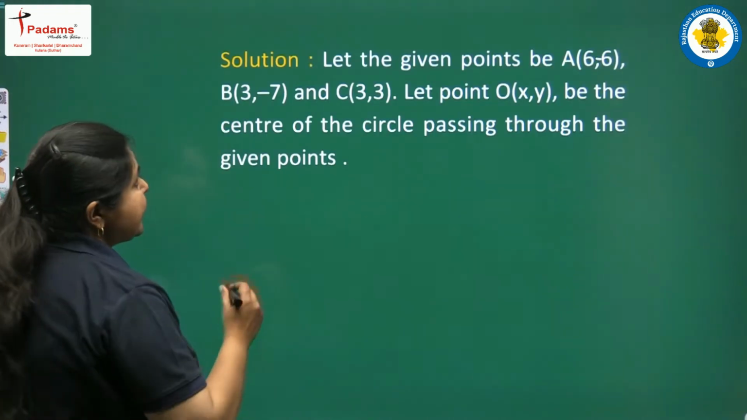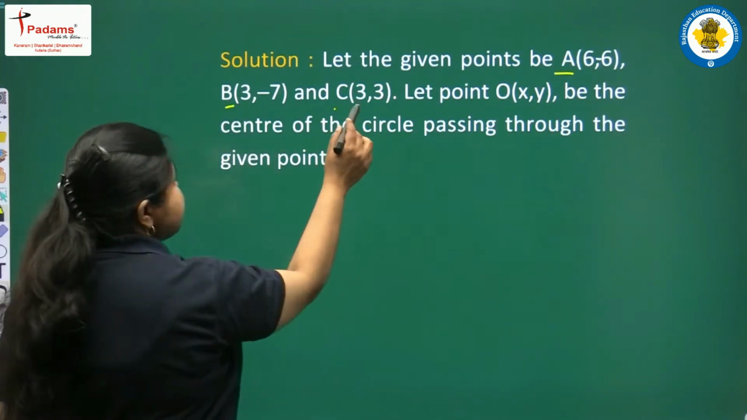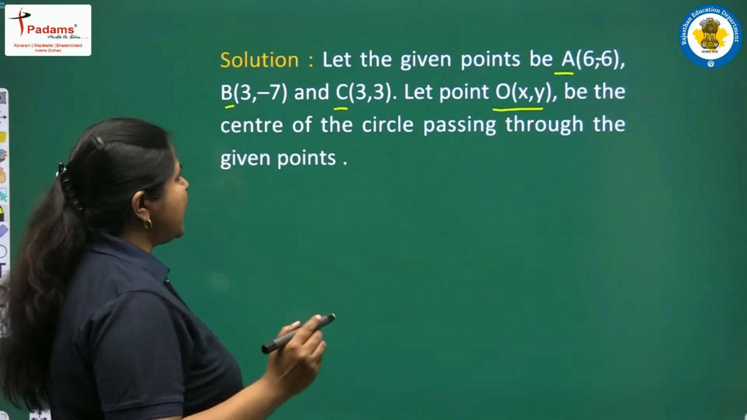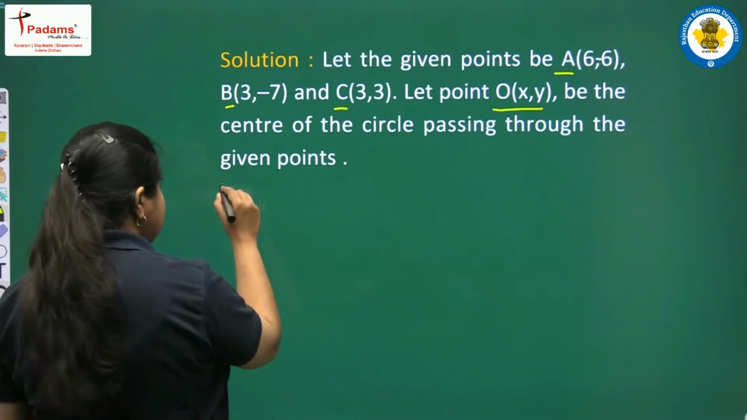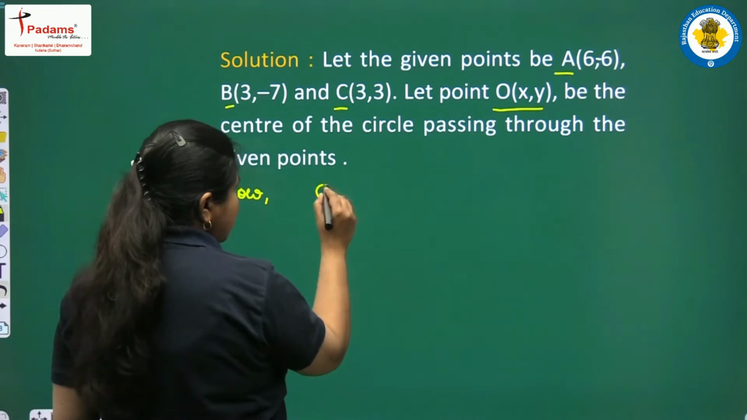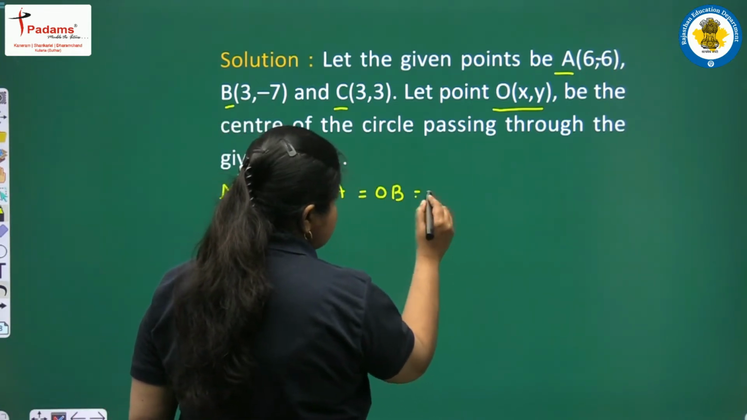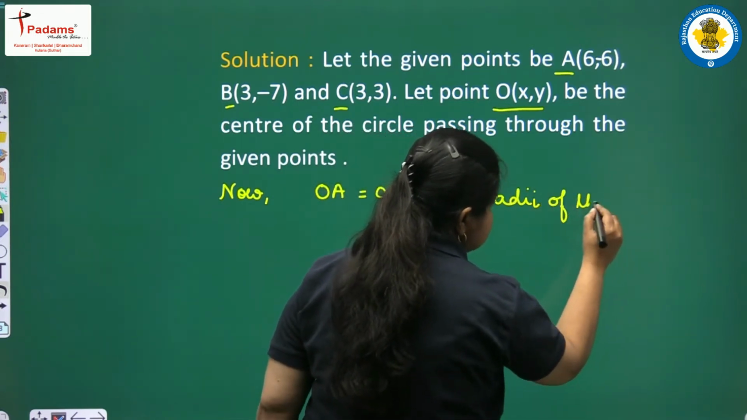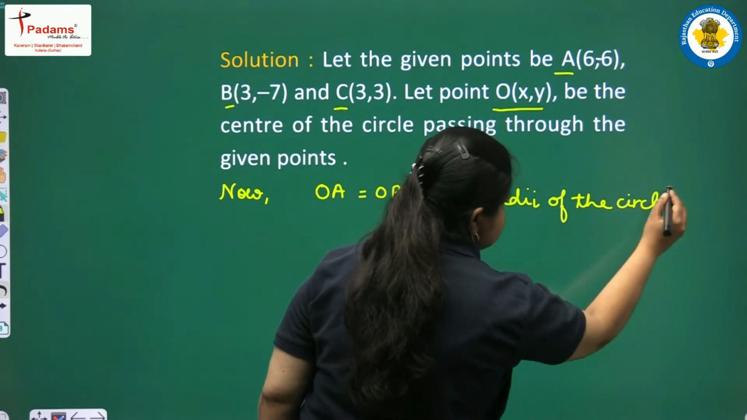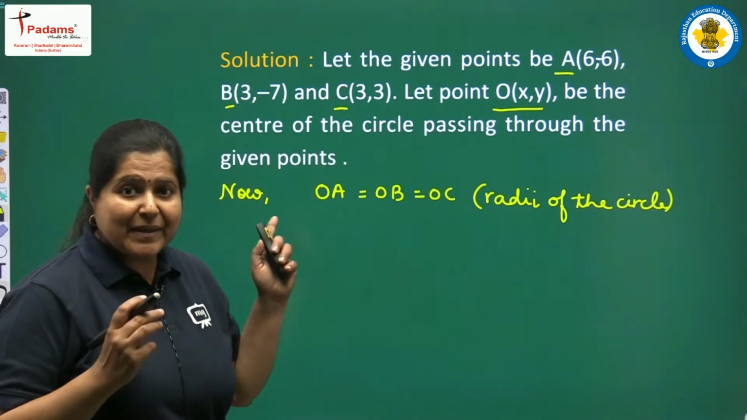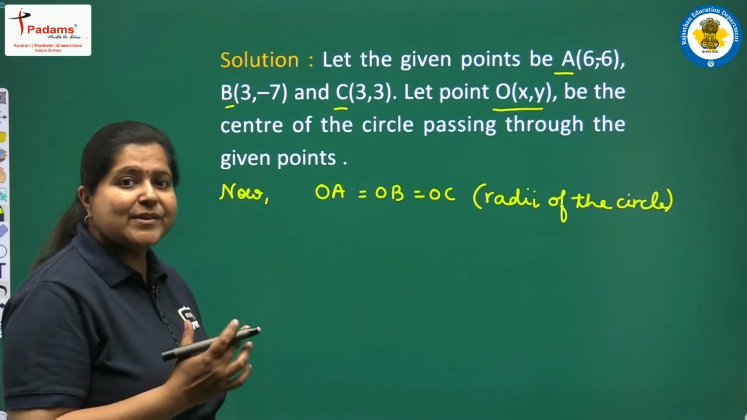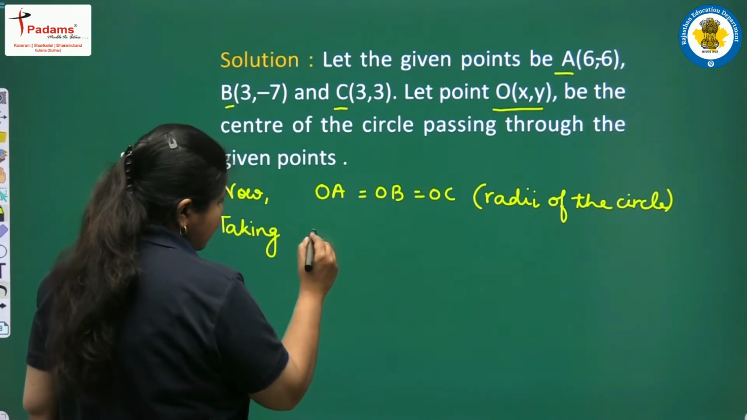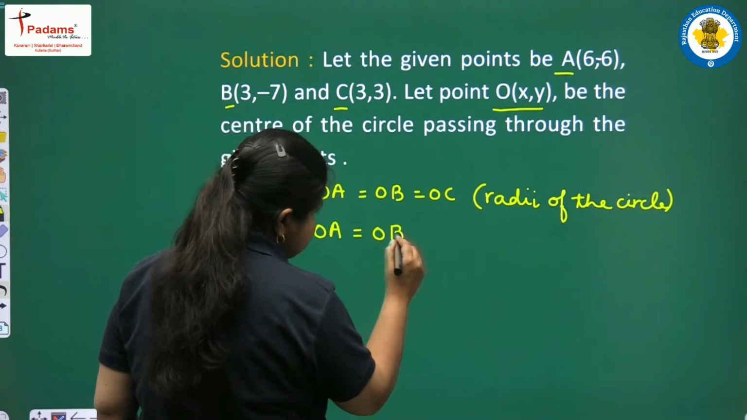Let us begin here. Let the given points be A, B and C with given coordinates. Let point O with coordinates x, y be the center of the circle passing through the given points. Now here we see that OA is equal to OB is equal to OC because all the three are radii of the circle. Radii is the plural of word radius, and so all the 3 distances will be equal. Since these are distances, here we will be using the distance formula. So first of all, taking OA equal to OB, we will proceed further.